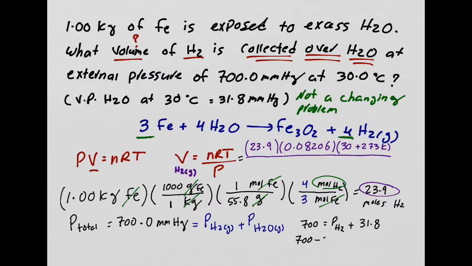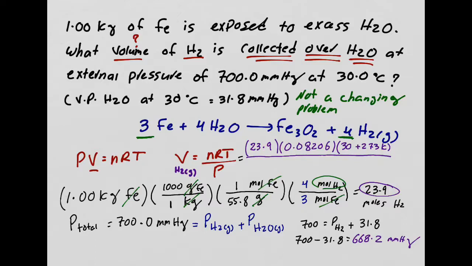700 minus 31.8. That's going to be 668.2. I don't like doing math in my head. Millimeters of mercury. Okay, so I have that. Now again, don't forget the units really matter.